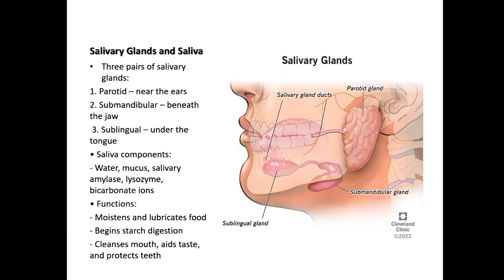The salivary glands are accessory organs that open into the mouth. There are three pairs: the parotid glands located near the ears, submandibular glands located beneath the jaw, and the sublingual glands which are found under the tongue. They secrete saliva, which contains water that moistens food, mucus that lubricates food, salivary amylase, which begins the digestion of starch, lysozyme, which kills bacteria, and bicarbonate ions, which help to maintain pH.